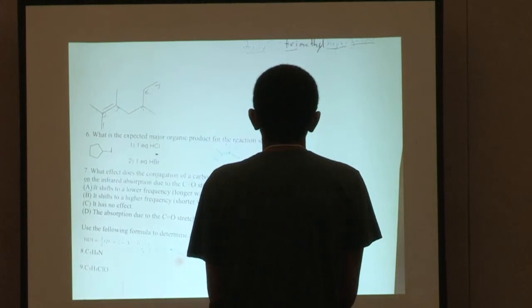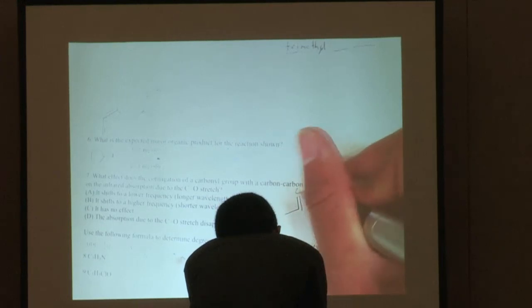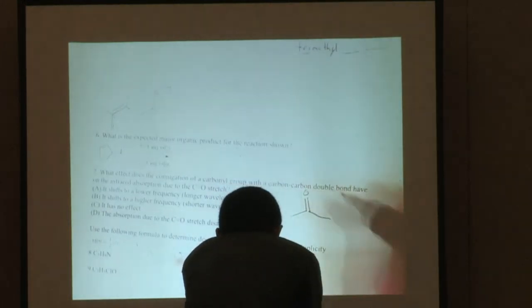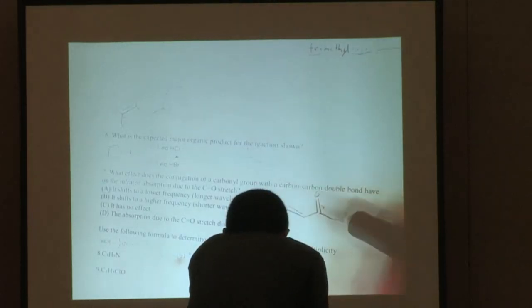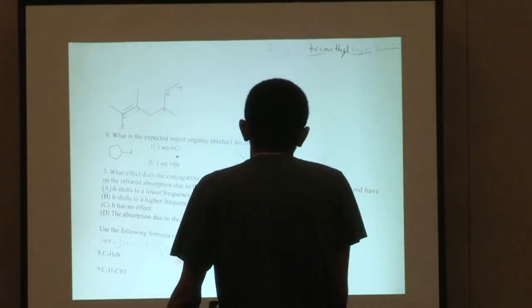So when you conjugate a carbonyl group, basically when you're looking at the numbers on a graph, when you see a carbonyl, C double bond O, and you see a double bond right next to it, that's conjugation. It'll shift it to a lower frequency, which gives it a longer wavelength on the IR spectrum.